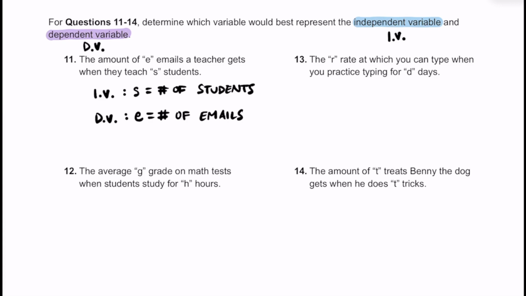All right, for number 12, the average G grade on math tests when they study for H hours. So we know we're talking about the independent variable here, or the dependent variable. Let's go ahead and label those.